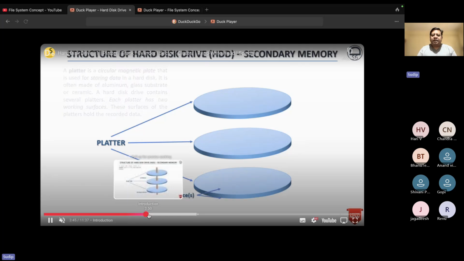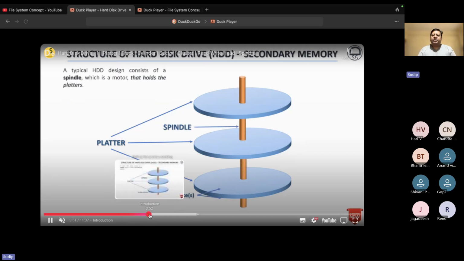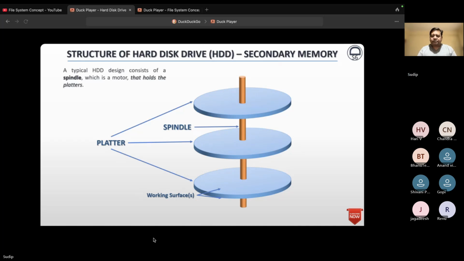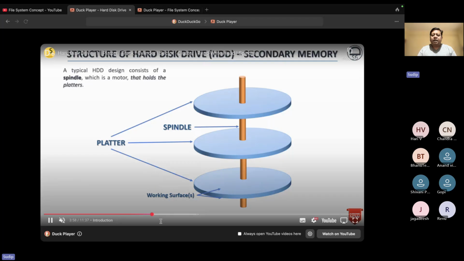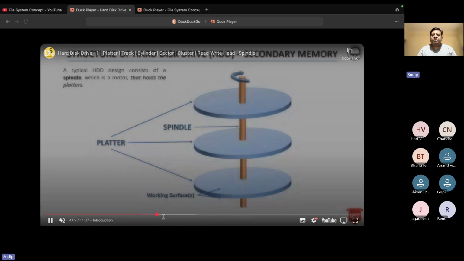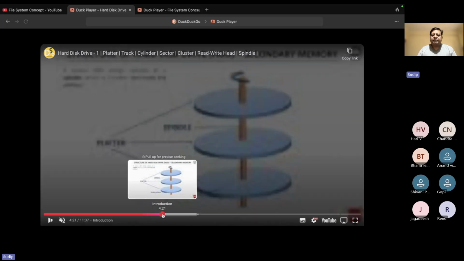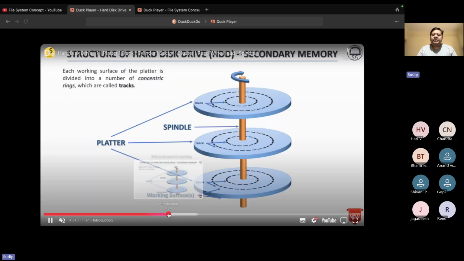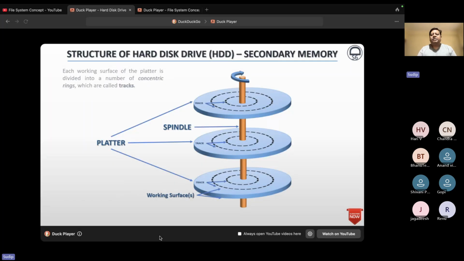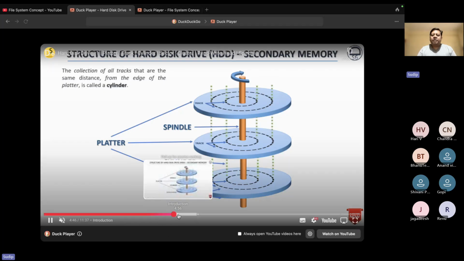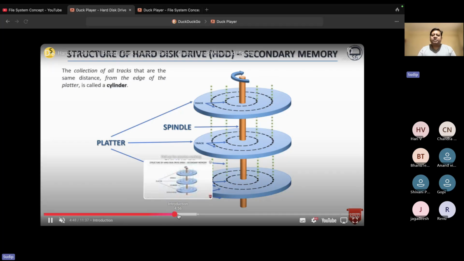Platter is nothing but the magnetic material, and then we have the spindle in the middle. The spindle is the one which allows the hard disk platter to spin. It will always spin in one direction only, not in multiple directions. And these are the tracks. These are nothing but concentric circles from the outer edge of the platter all the way till the inner edge. And these tracks are there both at the top surface as well as at the bottom surface.